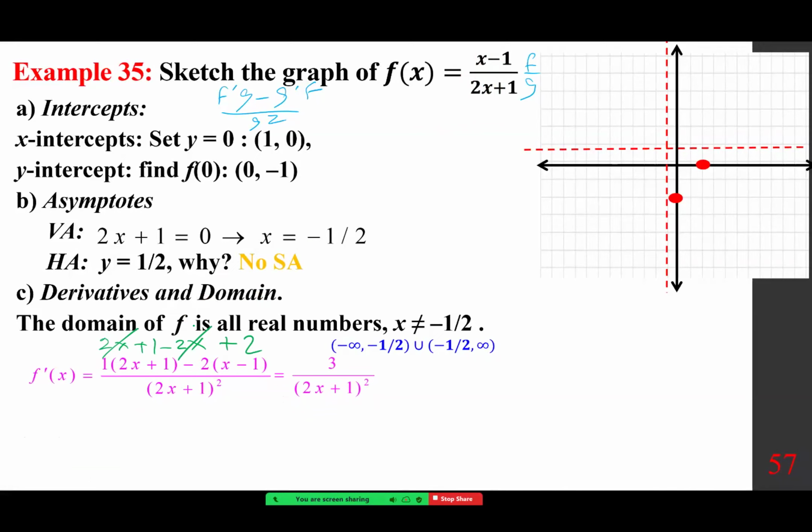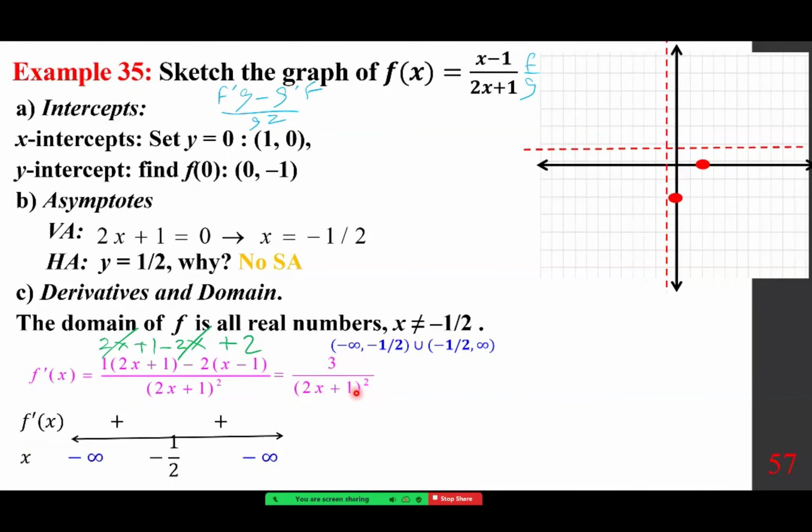Now let's do the sign graph for that. Before we do the sign graph, you may recognize that this is a fraction with the denominator having an exponent which is even. It doesn't matter, 2 or 20. And the numerator is a positive number.